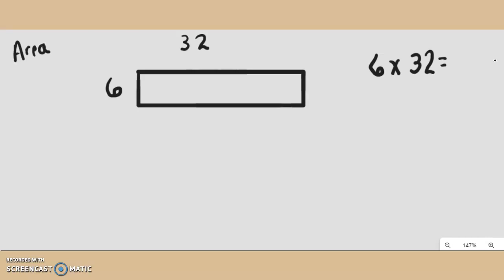Okay, so the first thing that you are going to do is write 32 in expanded form. So you're going to break your open array and you're going to write 32 as 30 plus 2. Okay? And then you're going to multiply the 30 plus 2 times 6. Okay, so you're going to multiply the 30 and the 2 by 6.